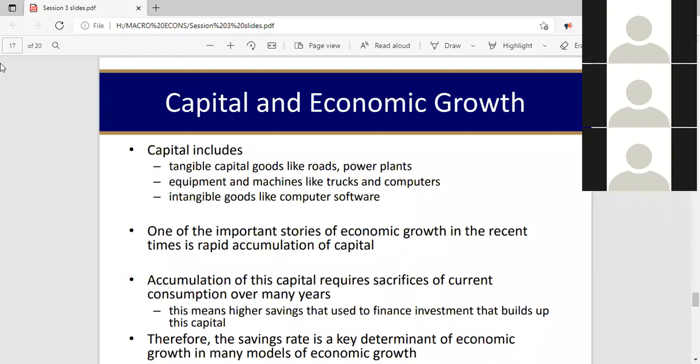Okay, so for this capital in macroeconomics, it really requires a lot of what? Savings. It really requires a lot of savings. Therefore, the savings rate is a key determinant of economic growth in many models of economic growth. You know, when you come up and you want to further after this degree, you will do a lot of models in economic growth. Okay, there you understand so many stuff. So for capital, you need to save a lot.